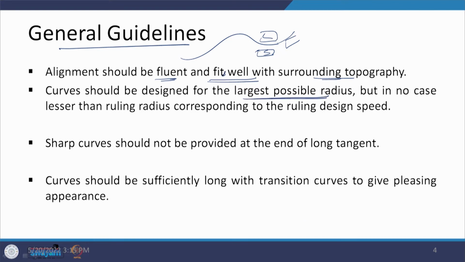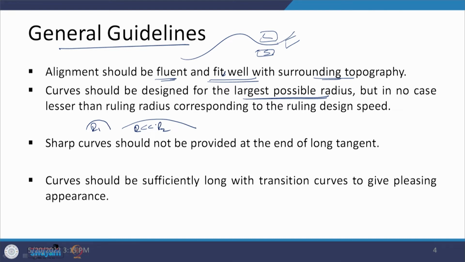So, when we say it should have the largest possible radius, that means what? Why are we trying to provide this largest possible radius? Say if we are talking about this, one way is that I am providing a curve like this, another is I am going to provide a curve in this manner. So, there is R1, there is R2, and obviously R1 is much less than R2.